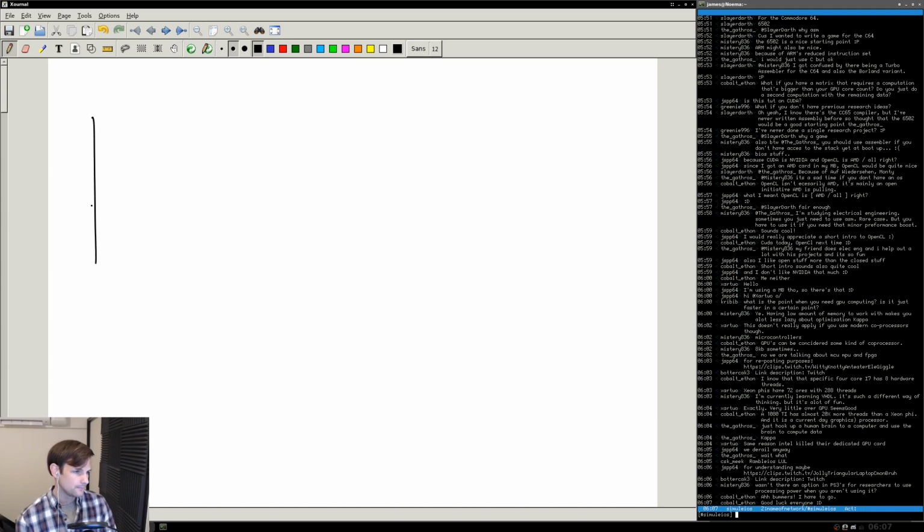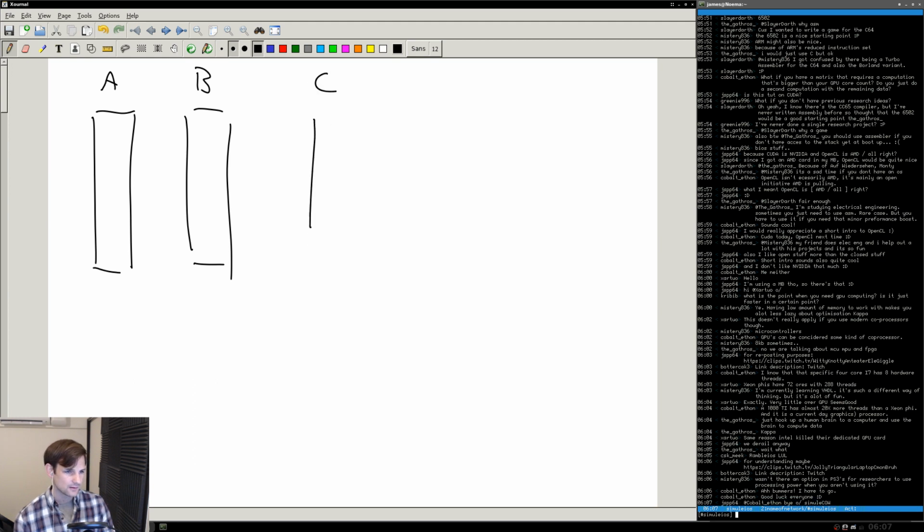So we have vector A here. We have vector B here. And finally we have vector C here. And the idea is we add A and B to get C. That's the entire thing that we're doing today. Super straightforward, isn't very complicated. That's what we're doing.